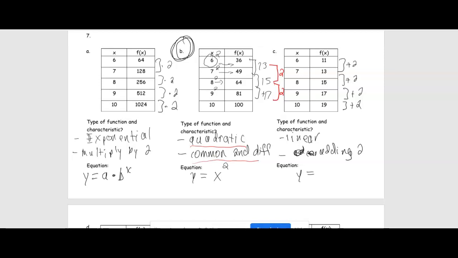Good. The last one, Bisher did: y equals 6 plus 2x. Yeah, let's talk about those, because those we should be able to know how to do. Let's do A first, and then we'll go to letter C.